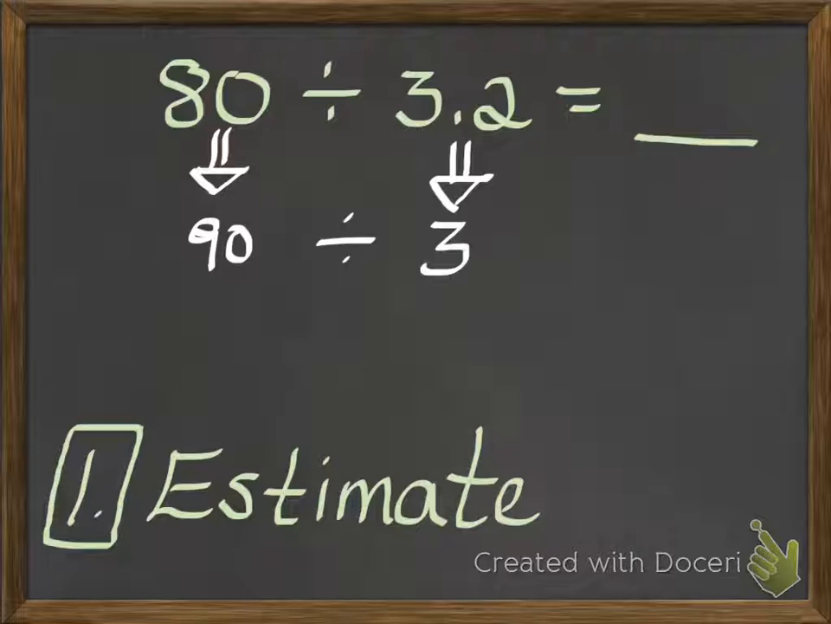90 divided by 3, and I'm going to find out what that equals. Well, I know 9 divided by 3 is 3, and then I annex the 0. So my answer is going to be close to 30 probably. That's the first step, which is to estimate.